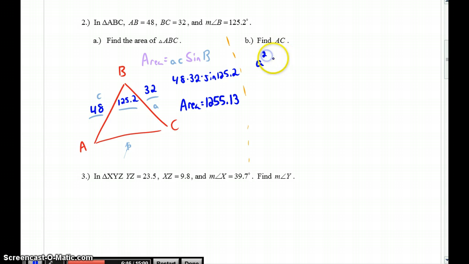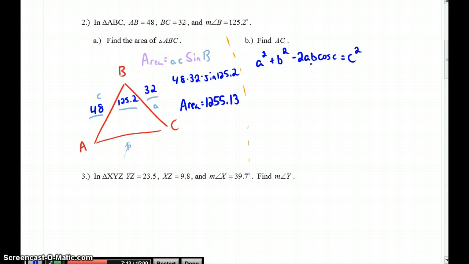A squared plus B squared, by Pythagorean theorem, equals C squared. But that only works for right angles. If we don't have a right angle, we have to use what's called the law of cosines. A squared plus B squared minus 2AB cosine of C will get us C squared.